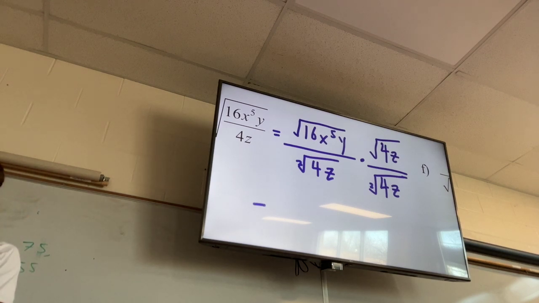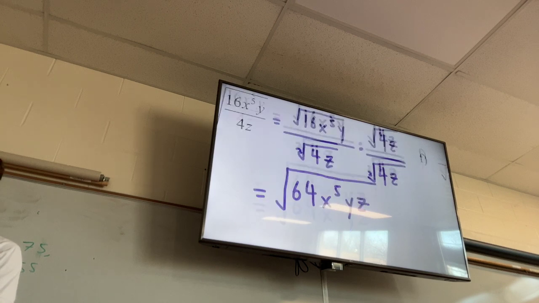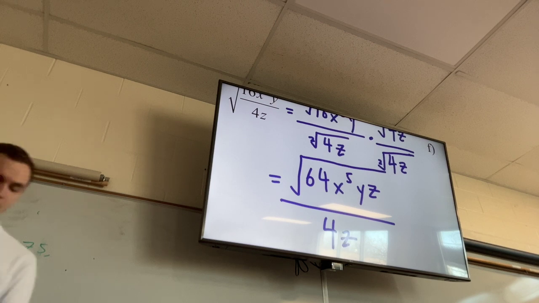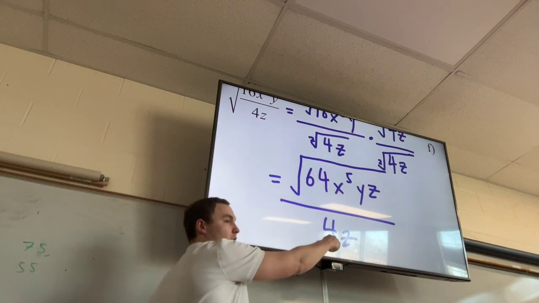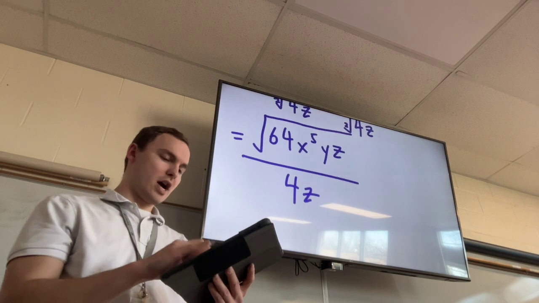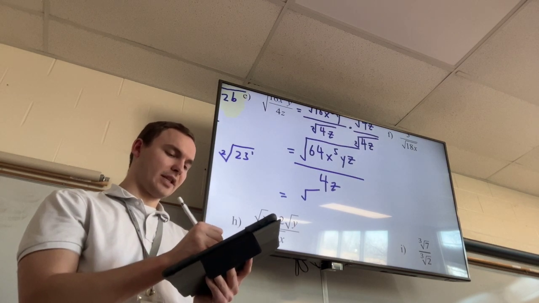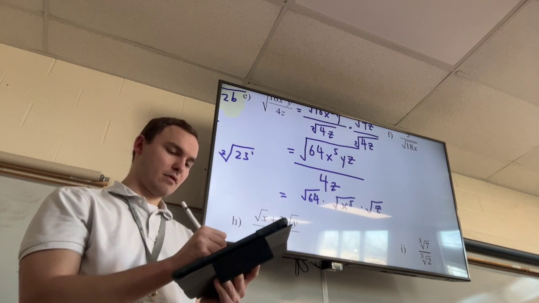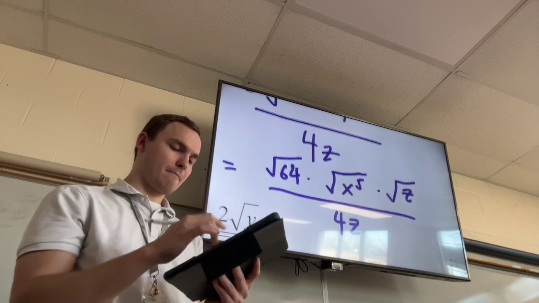Okay. So the top becomes what when I multiply these two numbers together? 64 x to the 5th yz. Make sure you have the square root symbol still. Okay. The bottom becomes what? Just 4z, right? So we don't have a radical in the bottom, so that's good. But we do need to make sure our answer is simplified. Is this simplified? No, yep. So I can break the top up into root 64 times root x to the 5th times root z. Okay, what's root 64? 8.